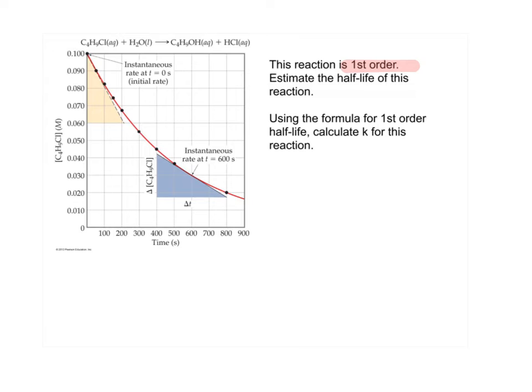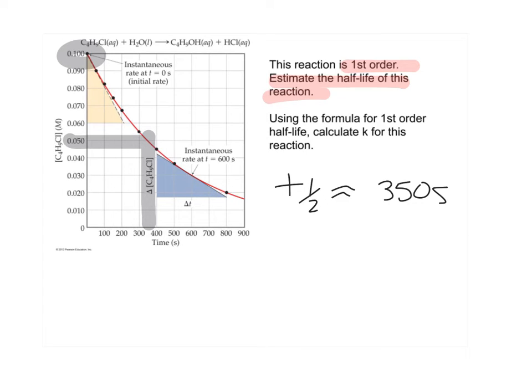Now, this one wants you to just estimate the half-life based on the graph. So what you want to do is, okay, I've got 0.1 to start. Now, where is it down by half? Well, I'm going to go over and determine where upon this line 0.05 molar intersects at what time. And it looks to be about 350 seconds. So T1/2 is about 350 seconds.